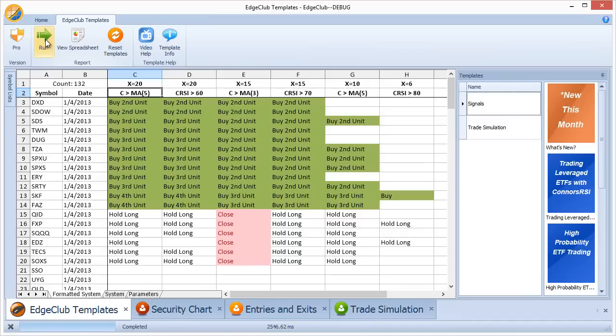So it's quite straightforward. The whole idea behind the EdgeClub is that these templates automate the whole process behind the scenes. So there's a lot going on behind the scenes, and you can do that manually, but the templates automate all that for you and present it to you in an easy to consume way.